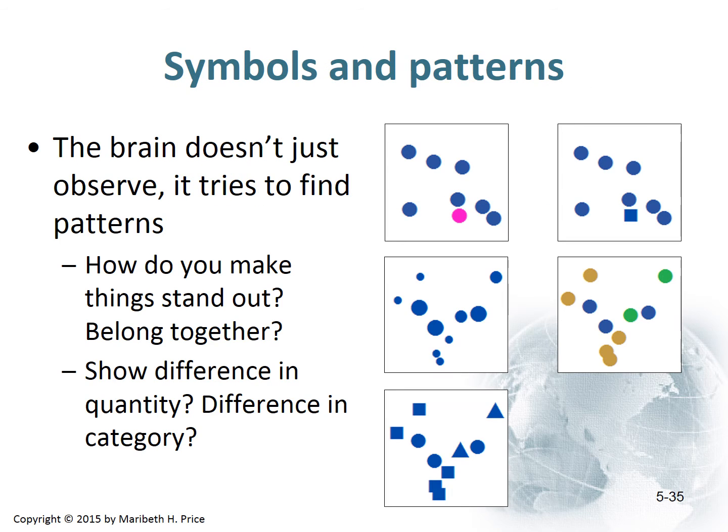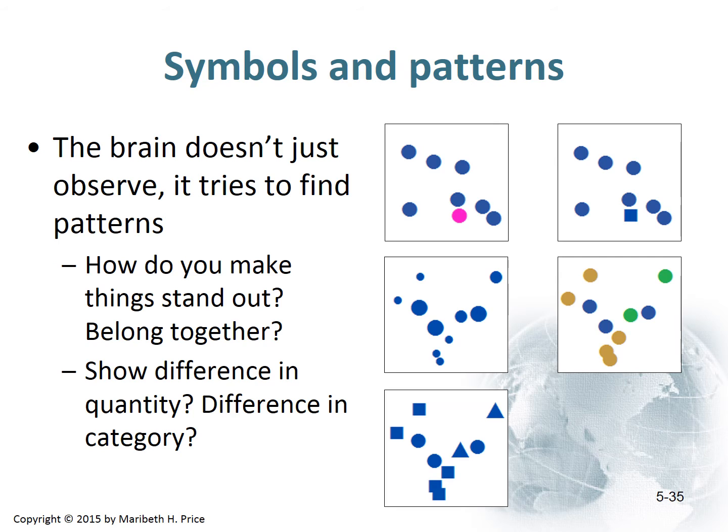Symbols and patterns. The brain doesn't just observe, it tries to find patterns. We have the most sophisticated pattern recognition system in the world, and it is our eyes and our brain working together to identify patterns, because patterns are so significant in terms of how nature functions, that we look for things that repeat and reoccur so that we can predict the future from what we've understood or seen or witnessed in the past. And so very much we are geared through generations of evolution to identify groupings that appear to be significant or correlated.